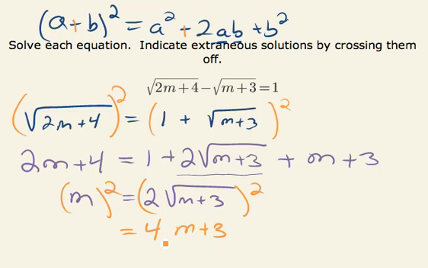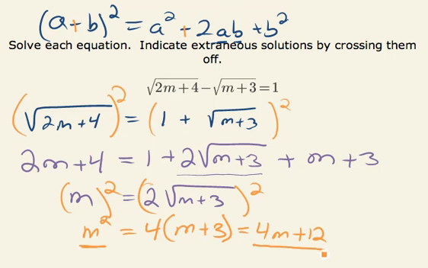I purposely wrote this a little bit wrong. It looks like 4 times m plus 3, but we want to multiply this whole 2 squared by this whole square root of m plus 3 squared. So I need to put in some parentheses there. And so this is really 4 times m plus 4 times 3. So 4m plus 12 if we distribute that 4. On the left, we just have an m squared. All right. So here's an equation for us to solve. M squared equals 4m plus 12.